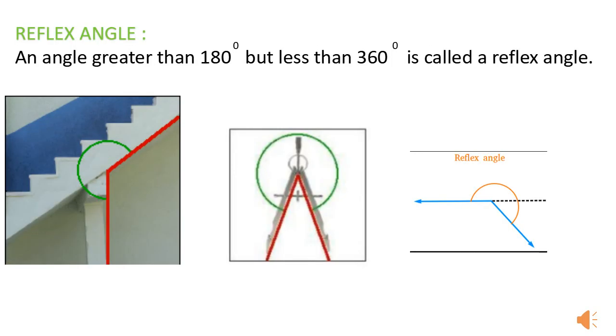Now let's try to understand reflex angle. An angle which is greater than 180 degree but less than 360 degree is called a reflex angle. See the reflex angle marked in the pictures.